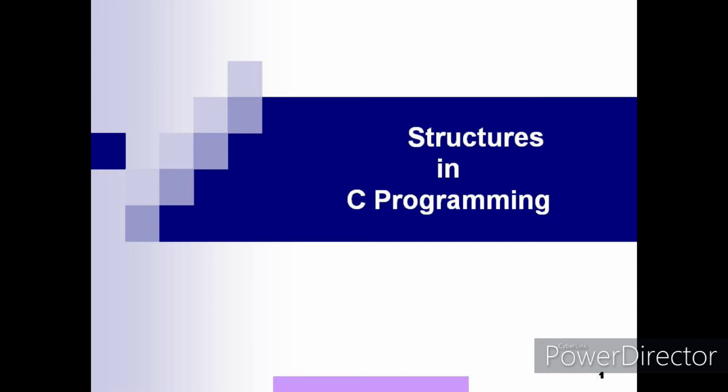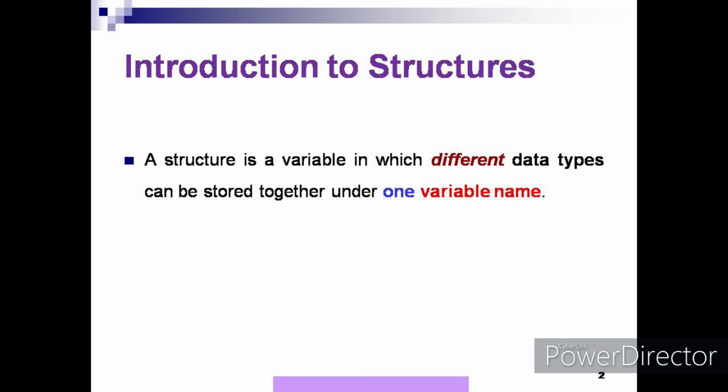In this session, we are going to learn about structures in C programming language. We know we have integer, float, character, and double data types in C programming language. Now, using the basic data type variables, we can define our own data type using structure construct. Now, by definition, structure is a variable in which different data types can be stored under one variable name.